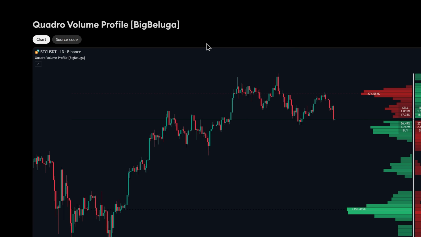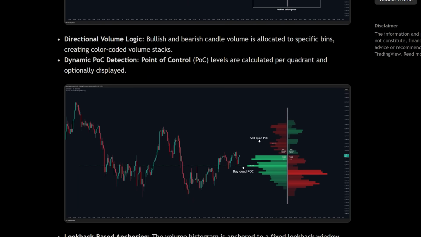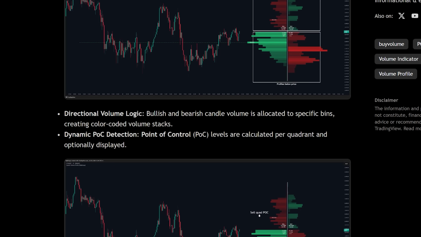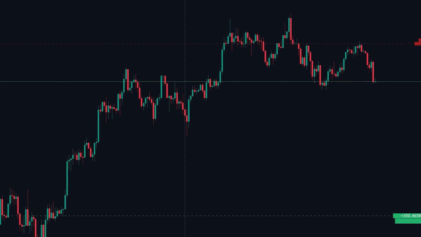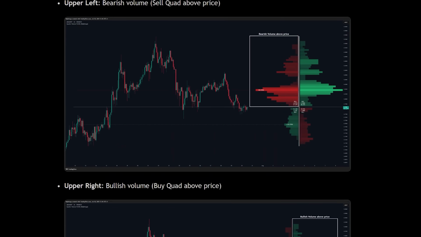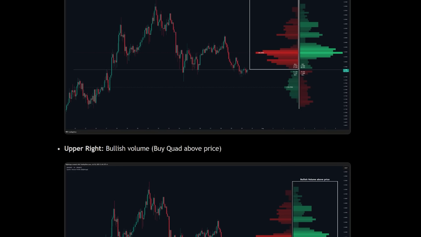Ladies and gentlemen, this is a video about the most powerful and unique volume profile indicators I've seen on TradingView. We're going to cover what this indicator is, the best settings to use, and I'm even going to show an example strategy optimized for profitability.